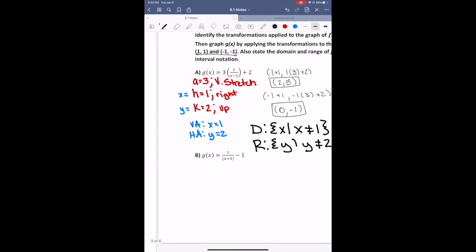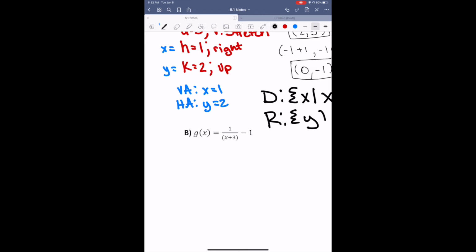Let's try one more. Looking at b, we have g of x equals 1 over x plus 3, minus 1. Start by identifying transformations. There is no value there for a. A is 1, which means that it is unchanged. H is -3, which tells us that our graph moved left. And k is -1, which tells us that our graph moved down.